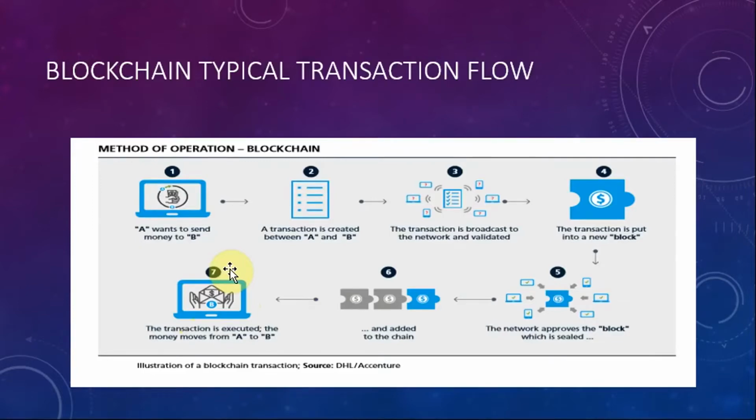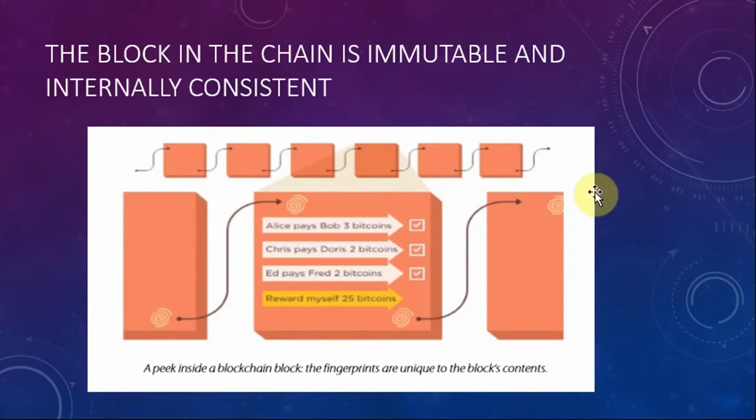But internally, like I said in the beginning, the blockchain has a kind of internal consistency because of its mode of operation, and this makes the blocks in the chain immutable. Immutable means unchangeable, unhackable, unupdatable. So like I said, if you look at what I wrote here, inside a blockchain block, the fingerprints are unique to the block content.